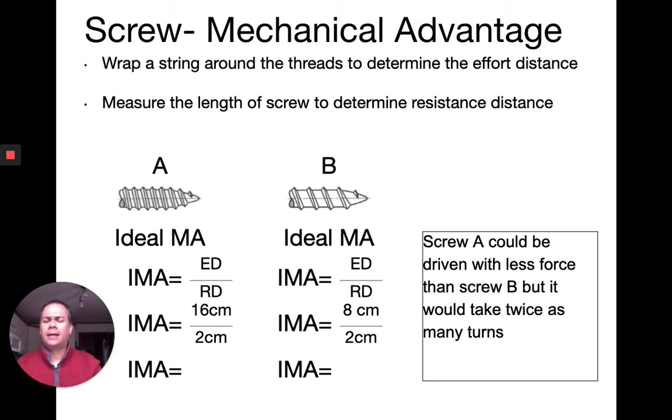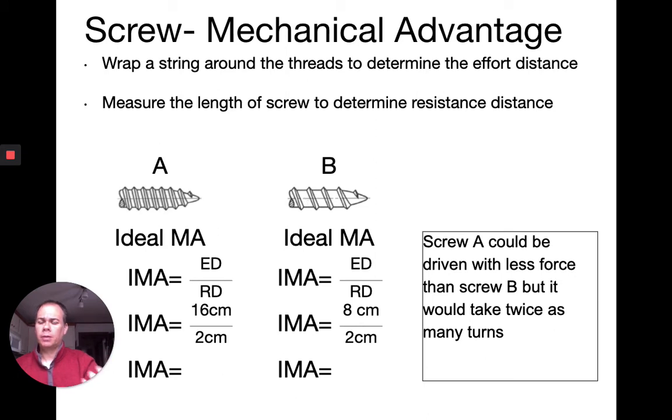Okay, it has threads which are closer together. There's more threads, and they're not as steep. If we look at screw B, there's fewer threads, they're steeper, okay, and they're spaced farther apart. If you imagine you're going to screw screw A into a piece of wood, you're going to have to turn the screw many times to get it into the wood. Screw B, you would have to turn fewer times to get it into the wood.